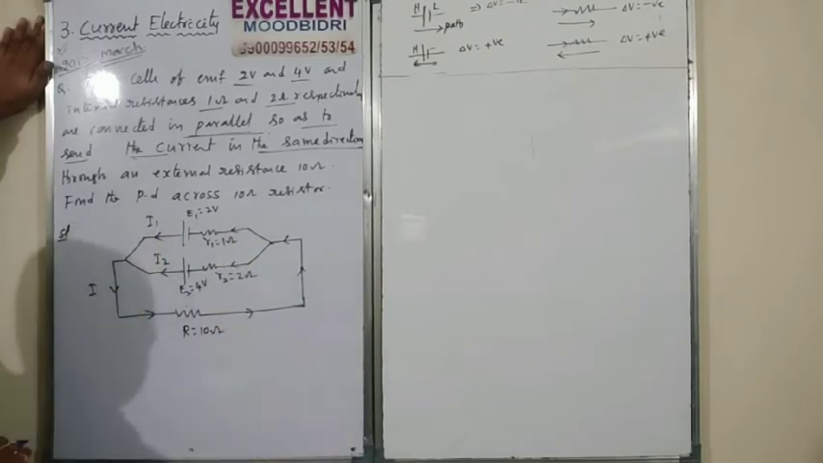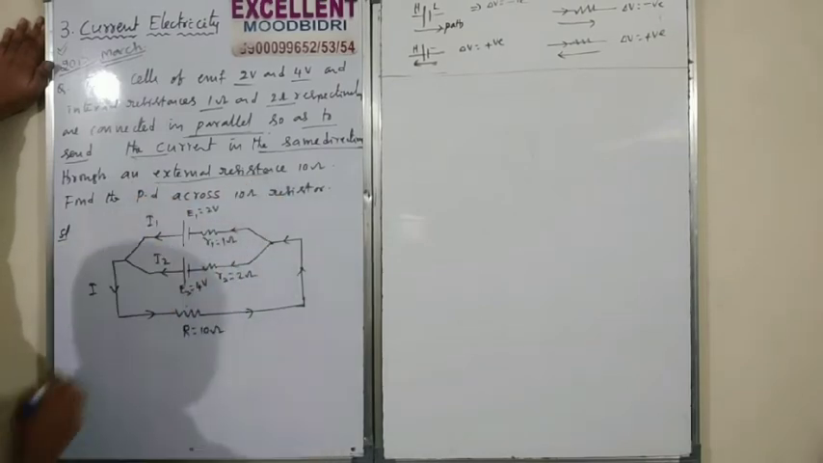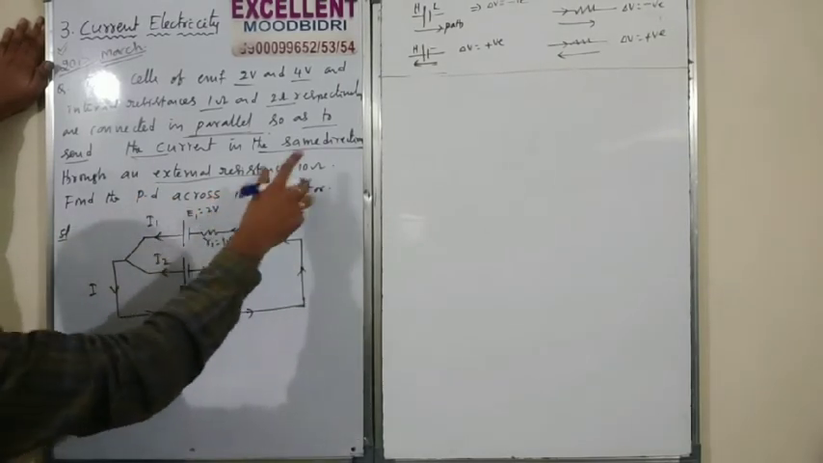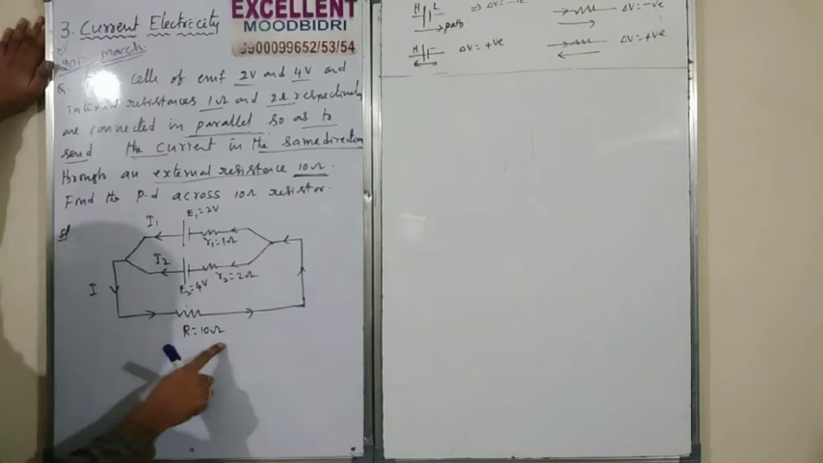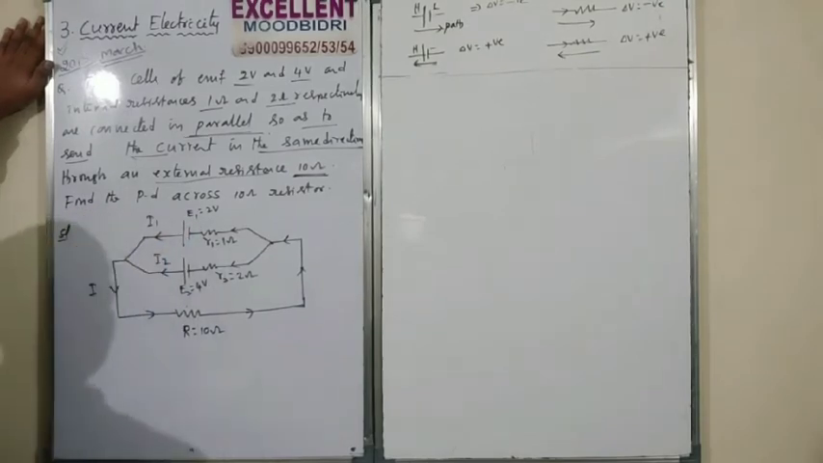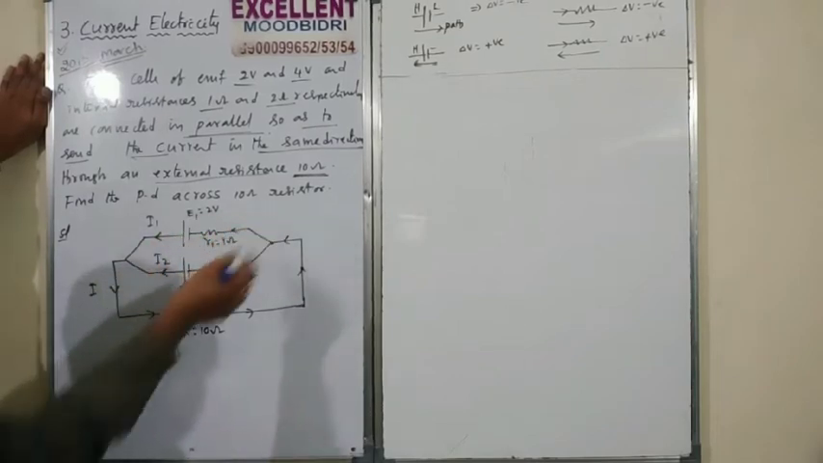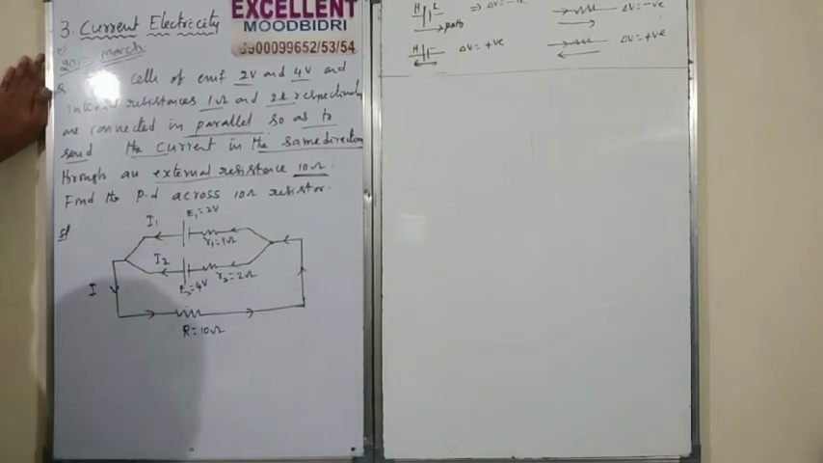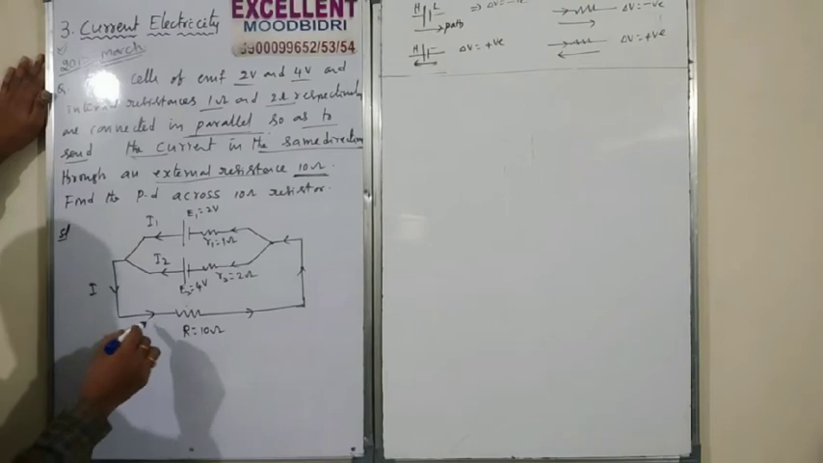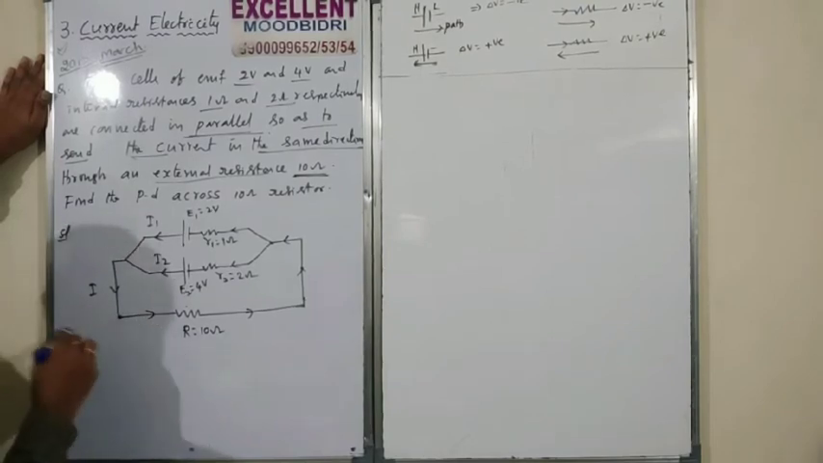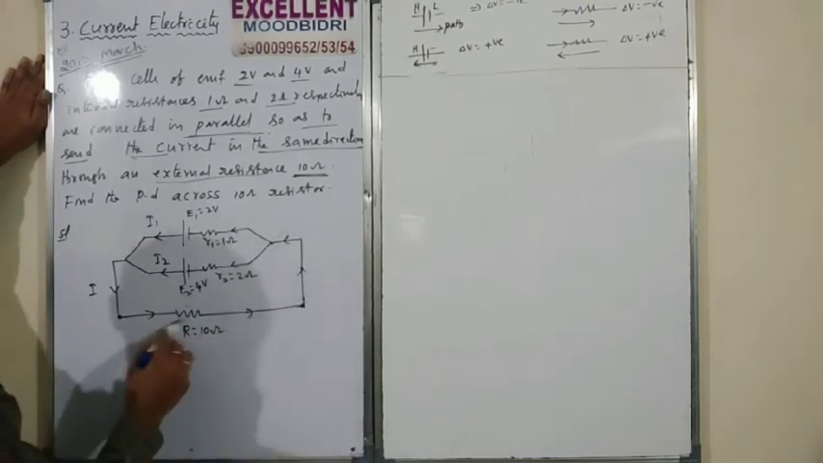Through the external resistor, its resistance is equal to 10 ohms. R is equal to 10 ohms is given. Then find the potential difference across the 10 ohm resistor. I want the potential difference across the 10 ohm resistance.